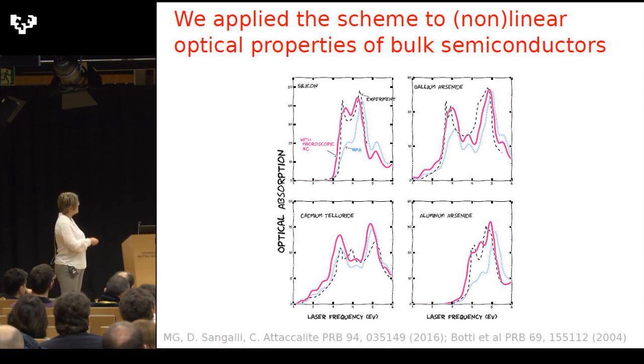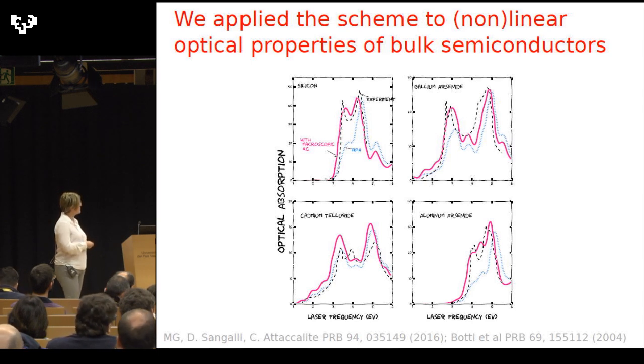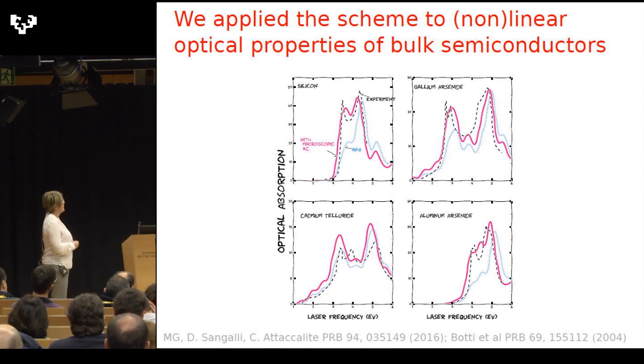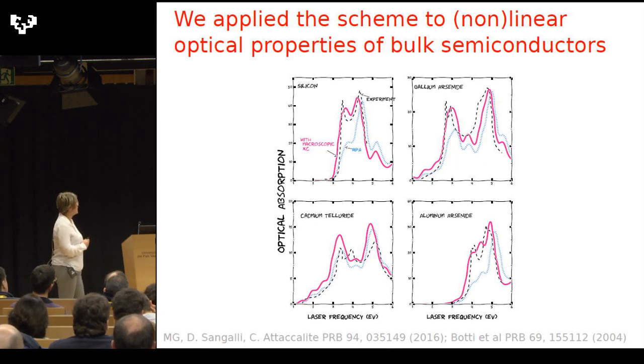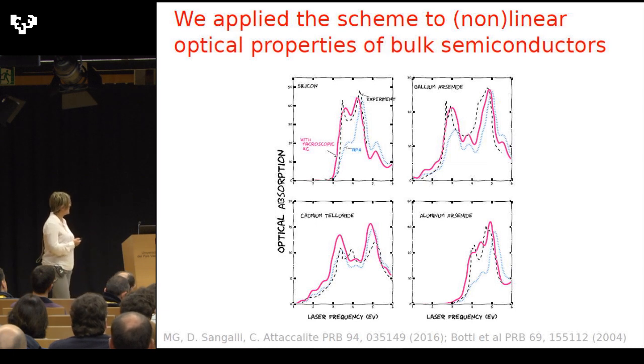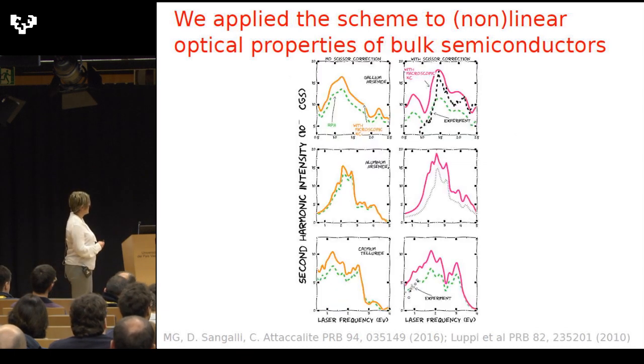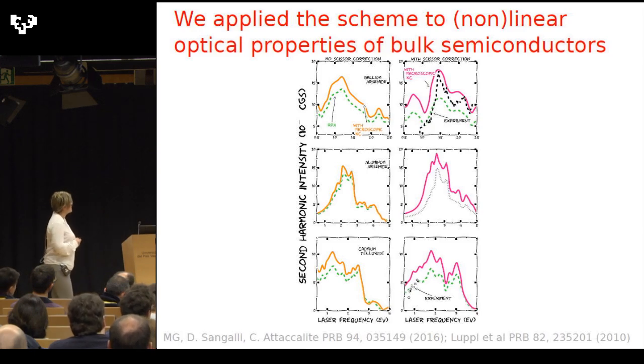So here you see the random phase approximation for silicon, and then if you include this macroscopic exchange and correlation field, you manage to capture excitonic effects. Of course, we know this works only for semiconductors, but for semiconductors it's quite an efficient method to get excitonic effects. And this is just a result for bulk semiconductors.